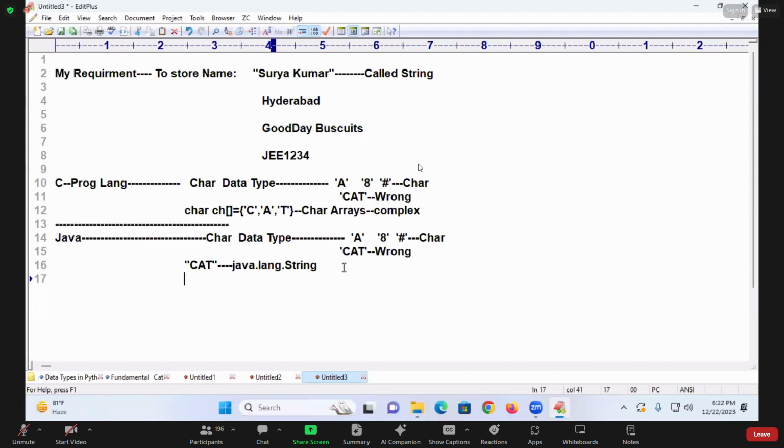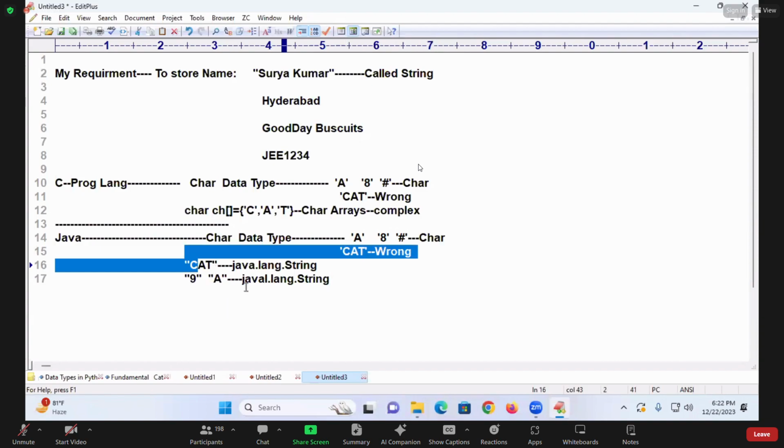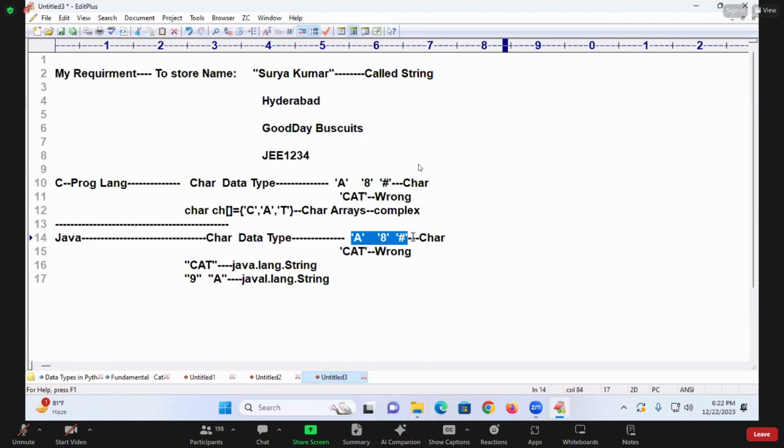You can write like this also, no issue. See students, I wrote 9 within double quotes. That is also valid. This is also java.lang.String only. You need not worry about java.lang. So in double quotes, whatever you write is called a String only. In single quotes, a single value is a char. In single quotes, if you write multiple values, that is wrong.